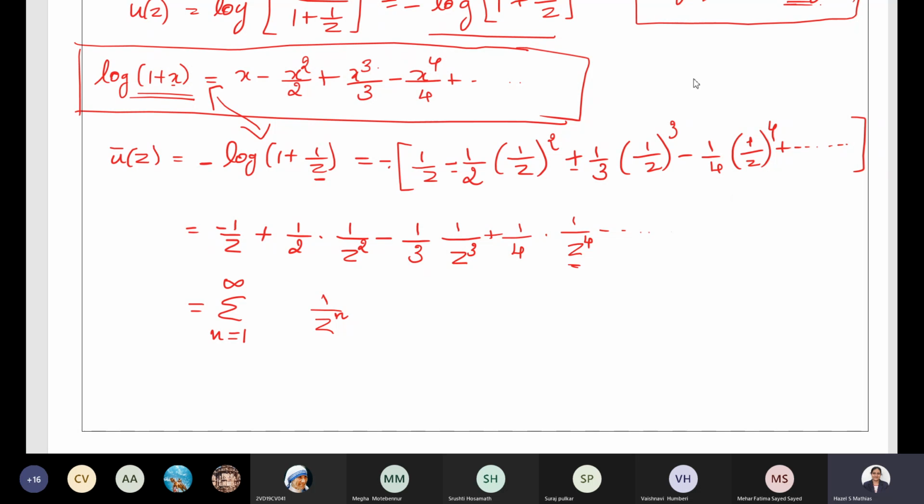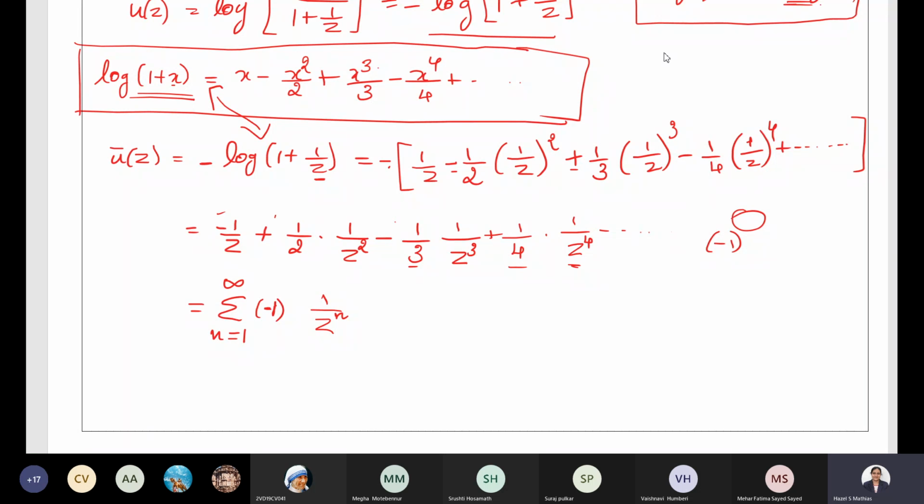In the first case you have minus 1, second case you have plus half, third case you have minus 1 by 3, fourth case you have 1 by 4. So how can we write the general term over here? As you have alternately positive and negative signs, here is negative, positive, negative, positive, it should be a power of minus 1. But that power is what you need to tell me now.